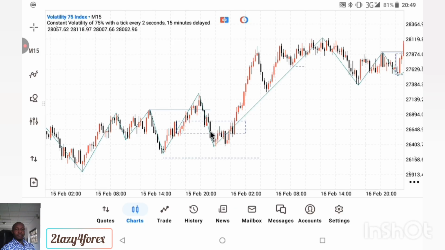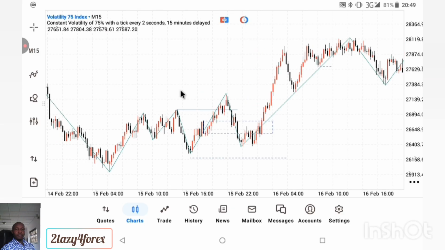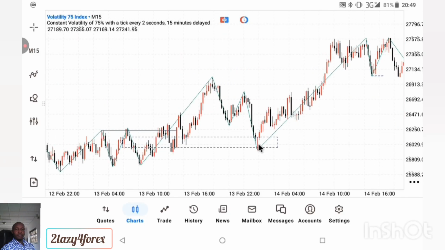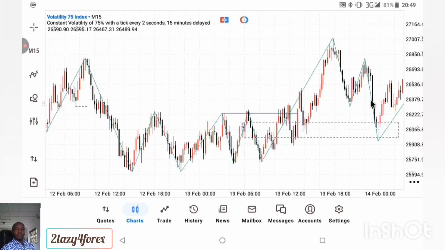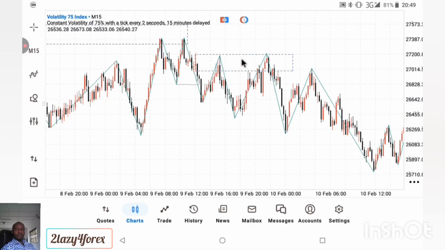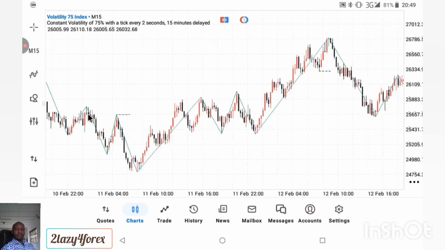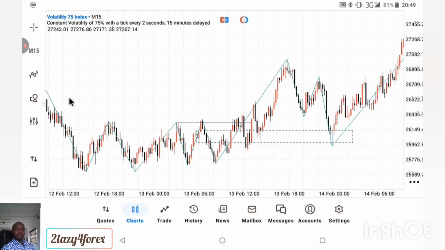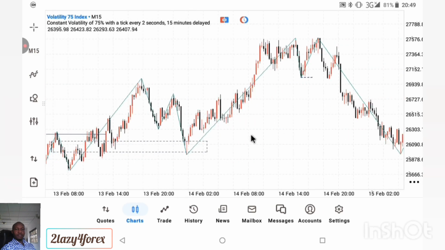This would have been a sniper entry if not for this stop loss hunt. Is this not a sniper entry from our zone here? This is. Please tell me this one isn't a sniper entry from our zone. So what else is a sniper entry? Maybe I should even be calling it lazy sniper entry.